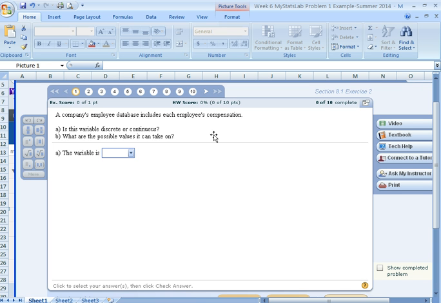In part B, we're asked what are the possible values it can take on. Well, there again, if we're talking about employees and how much they make, what values can it take on? Well, it can take on anything that's within our company's employee compensation program, from the lowest amount to the highest amount, anywhere in between. So any amount of money that is within the range of our company, from the minimum that they pay to the maximum, if they have a maximum that they pay, that is where that value can be, anywhere in between.